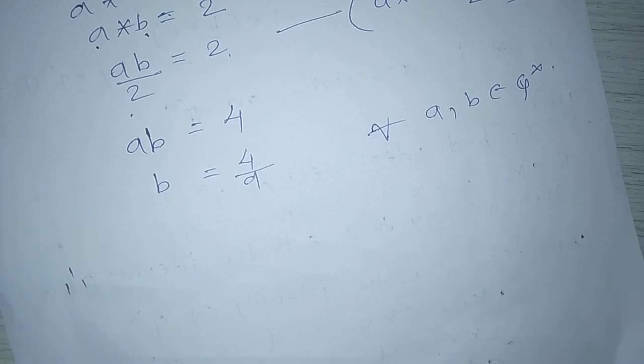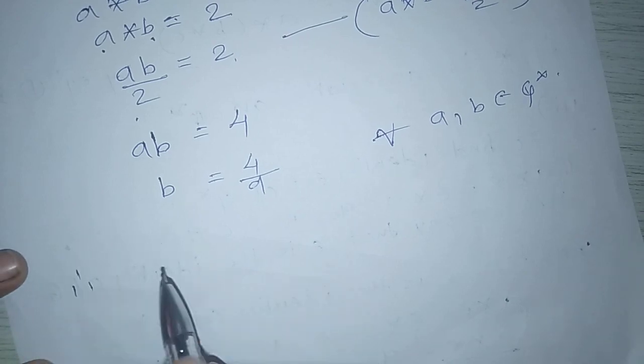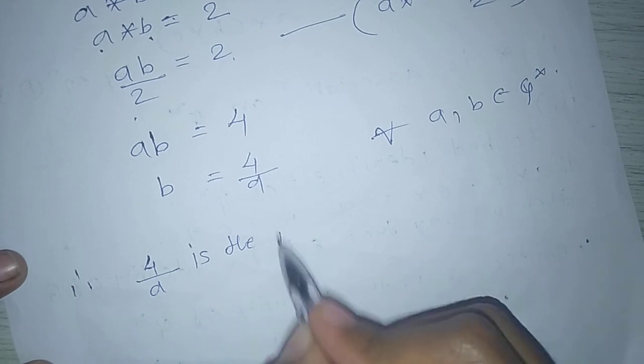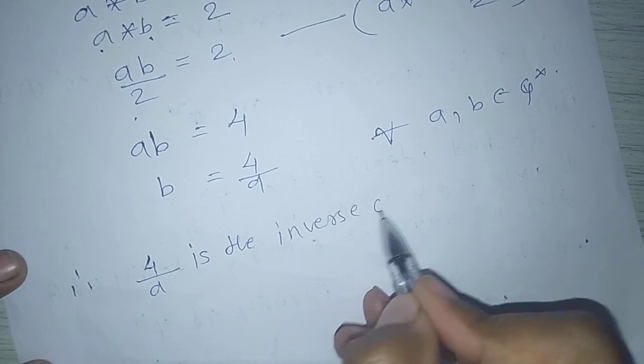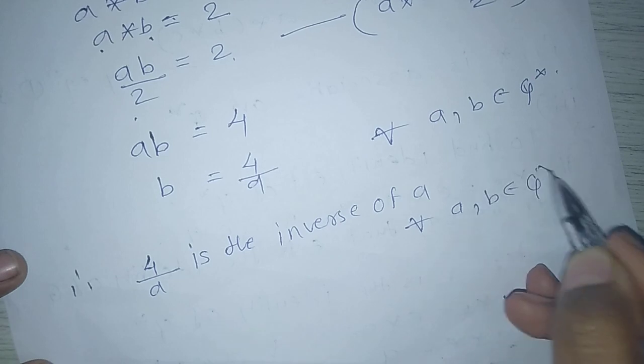Therefore, we get the inverse of A is 4 upon A. Therefore, 4 upon A is the inverse of A for all A belonging to Q star.